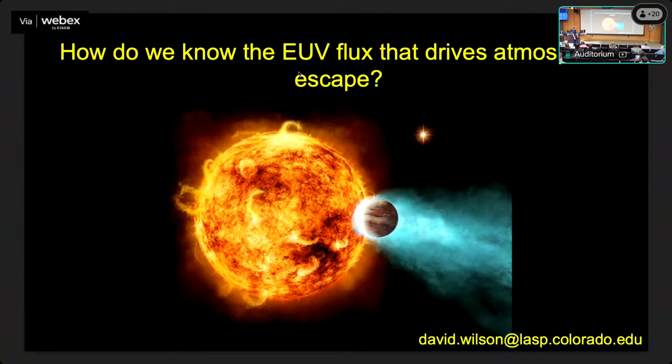that's a better joke. So yeah, how do we know this EUV flux? How do we get this science behind a huge amount of what we've done here? And why do we need to know it? Why do we need to go out and measure it? Why can't we just model it or get it from the sun, for example?